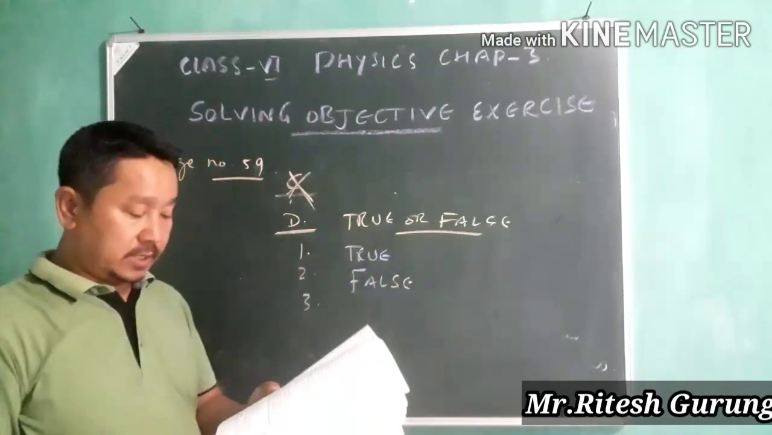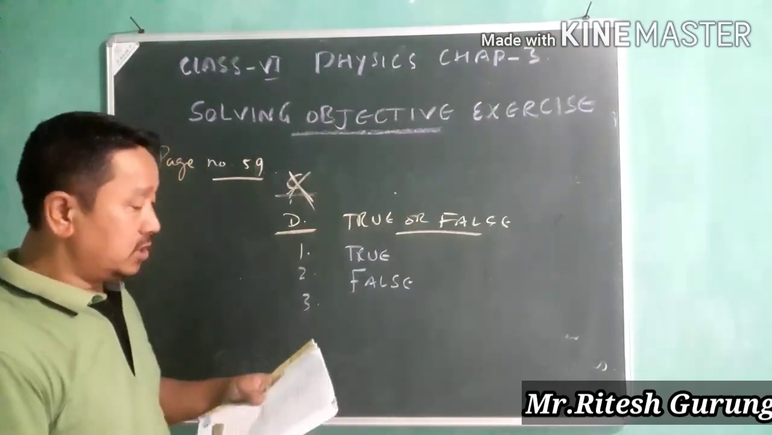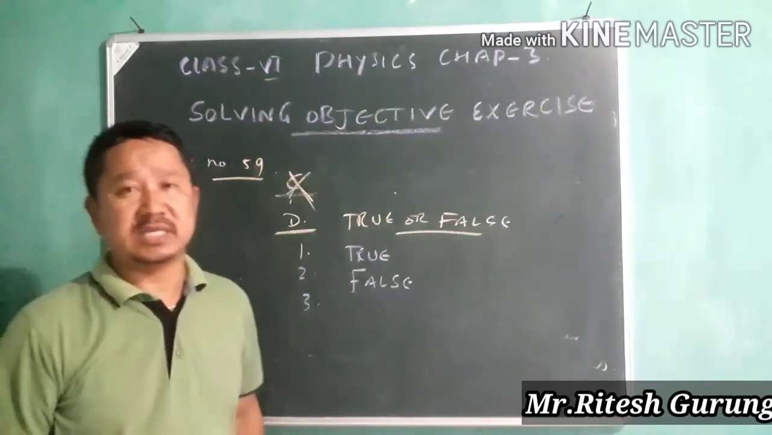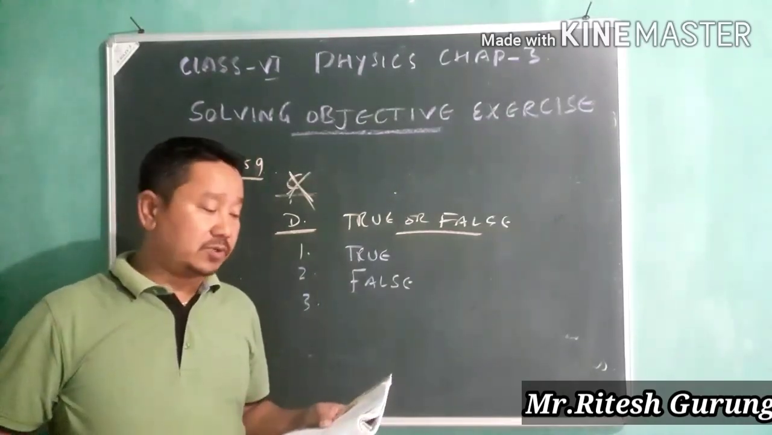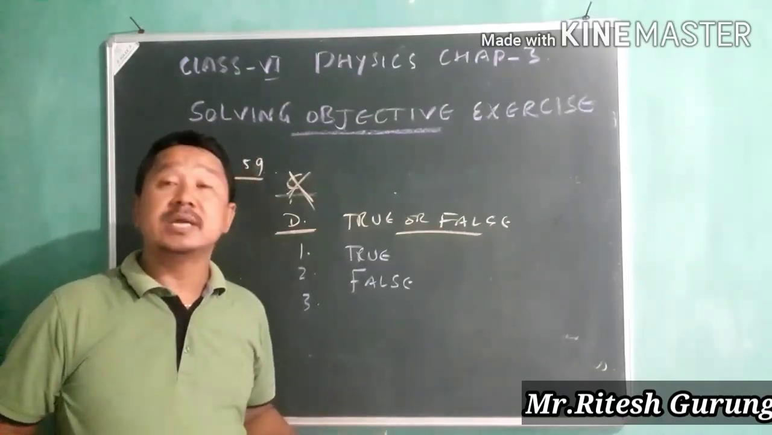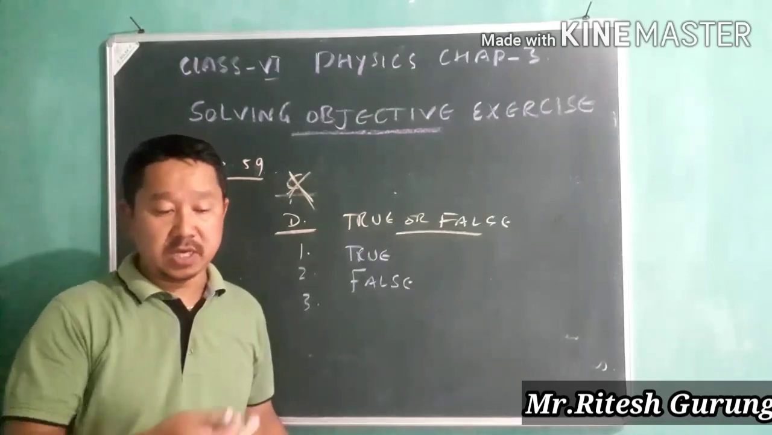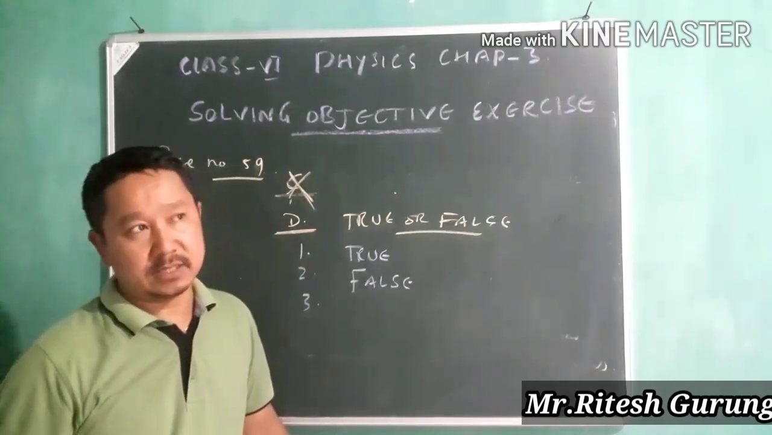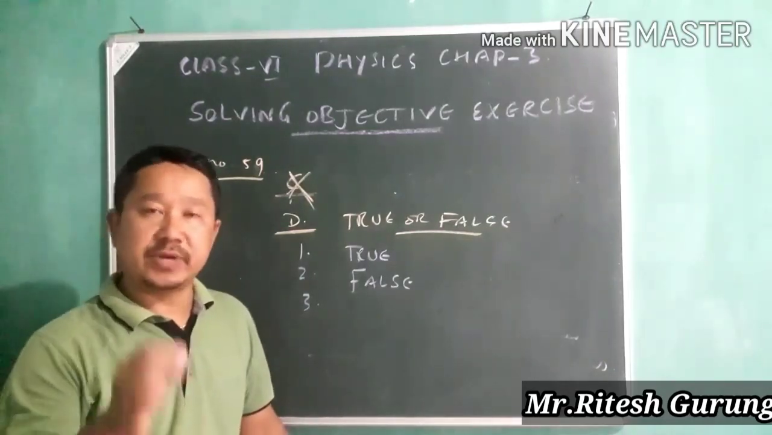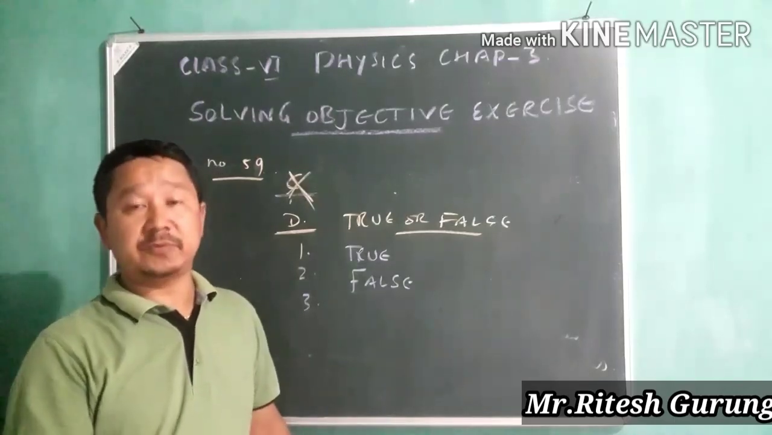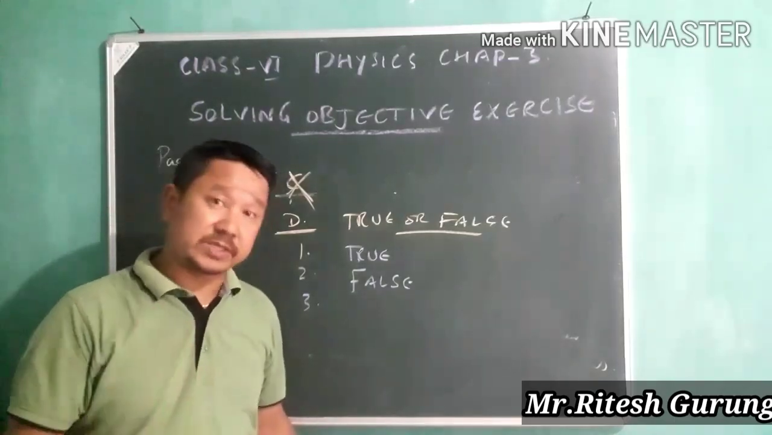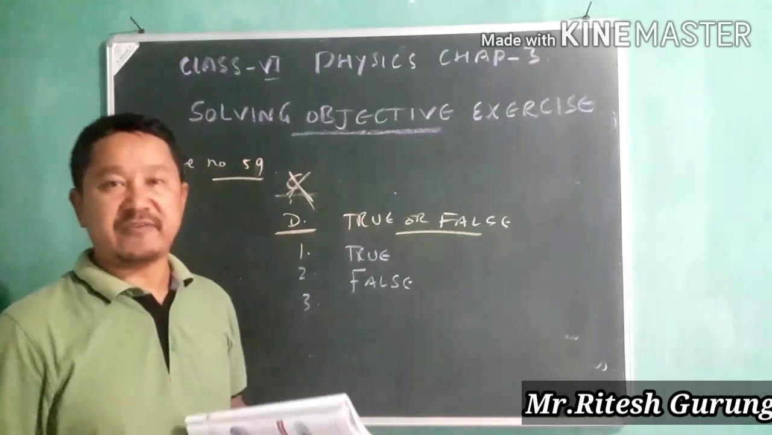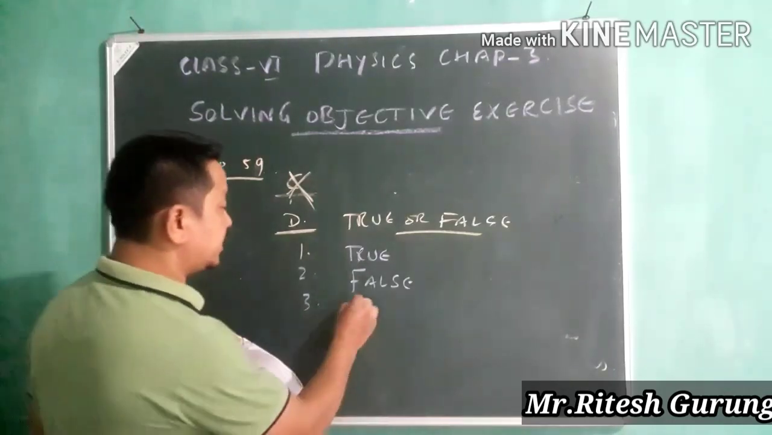Then number 3, the force of friction does not depend on the nature of surface. That is a very wrong statement. We discussed last time, if the surface on which something is coming in contact is smooth, the frictional force produced will be very less. But if the surface is very rough, then more friction is produced. So what matters here is the surface, the nature of surface. So the given statement is false.